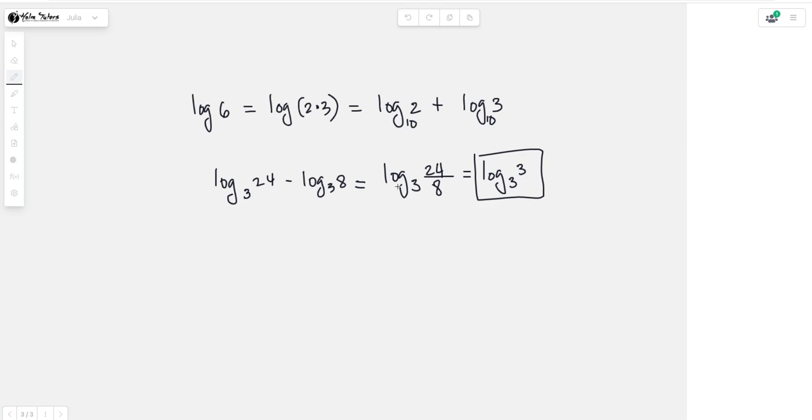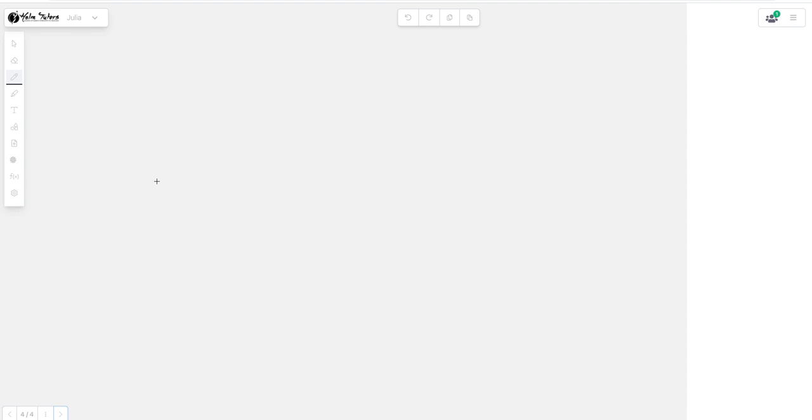That's funny. Yeah. So, after you divide, it's log base 3 of 3, and that's 1. And so we're done. Okay, got it. Okay, so the next one.